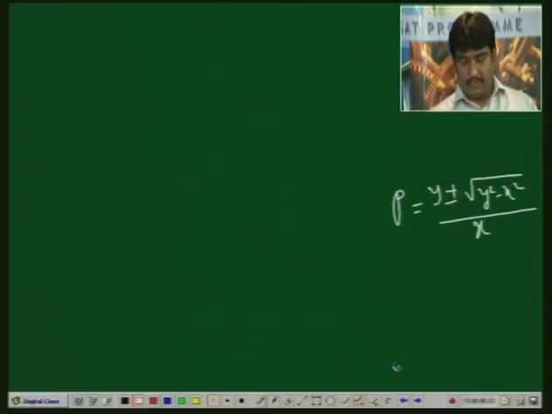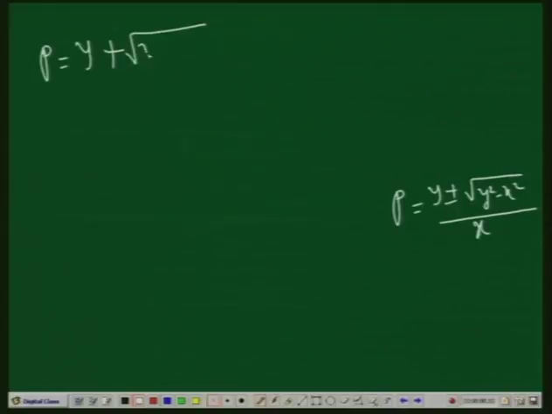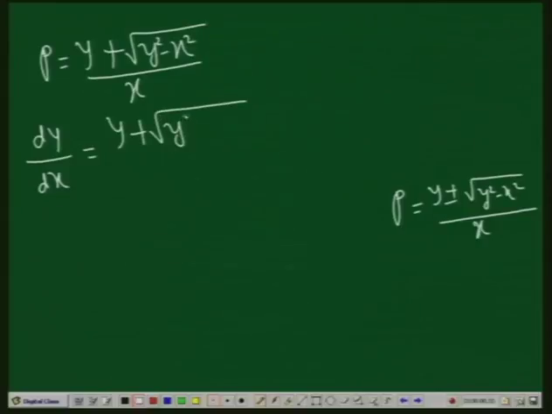I'll consider one factor. P equals y plus square root of y square minus x square, divided by x. Now what is P? P is dy by dx. So dy by dx equals y plus root of y square minus x square divided by x. Now we have to solve this differential equation. I cannot separate the variables.